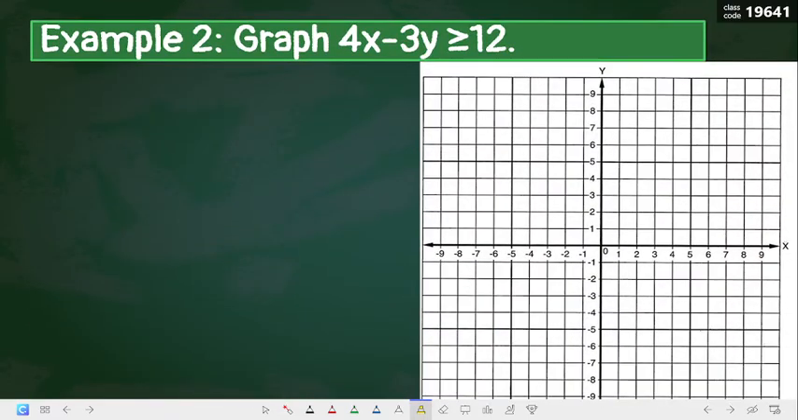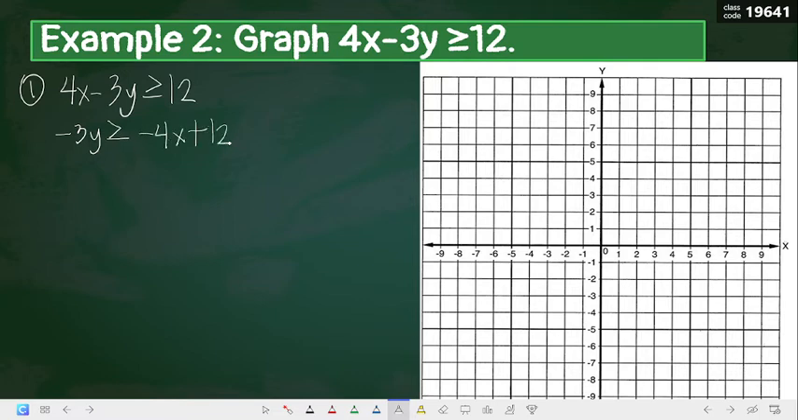Next, let's proceed to example number 2. We have graph 4x minus 3y greater than or equal to 12. So, same procedure tayo. So, copyhin ko yung 4x minus 3y greater than or equal to 12. And then, I'm going to write this in slope-intercept form. So, isolate negative 3y. Then, greater than or equal to negative 4x plus 12. So, I'm going to divide this by negative 3.